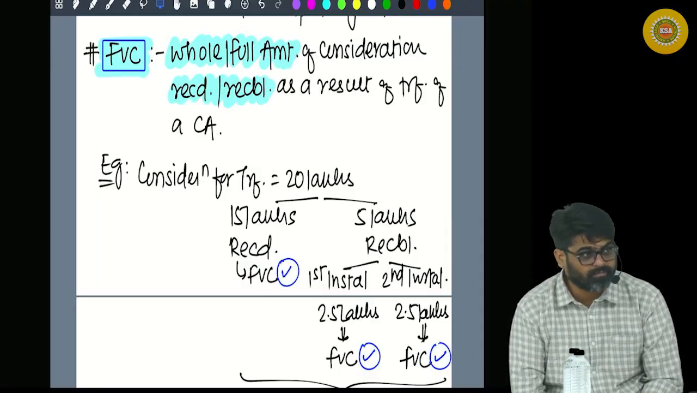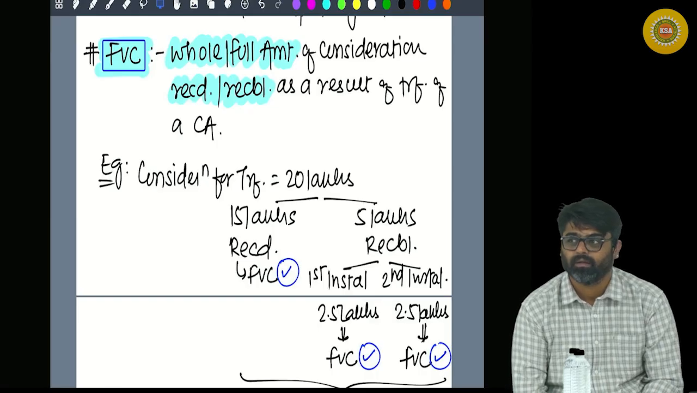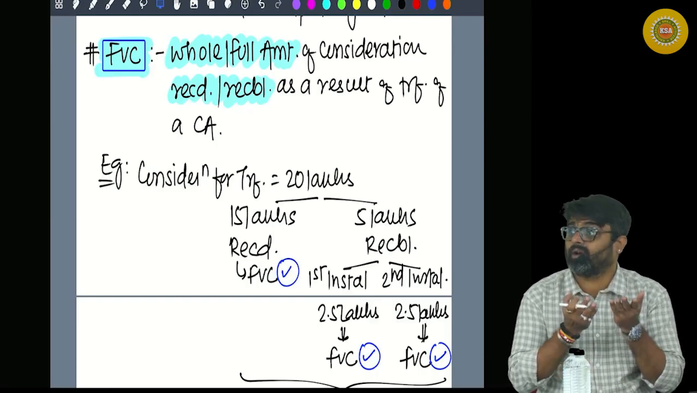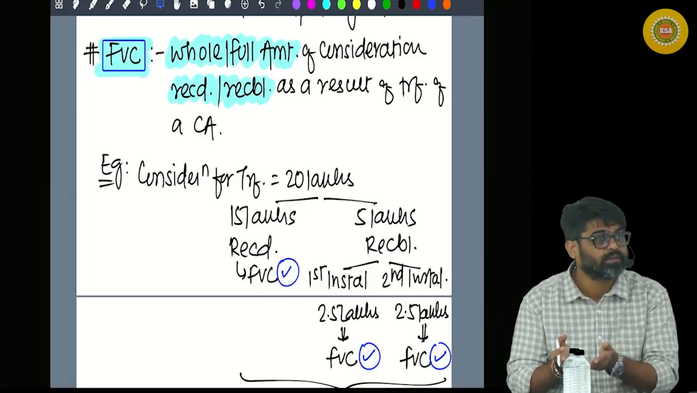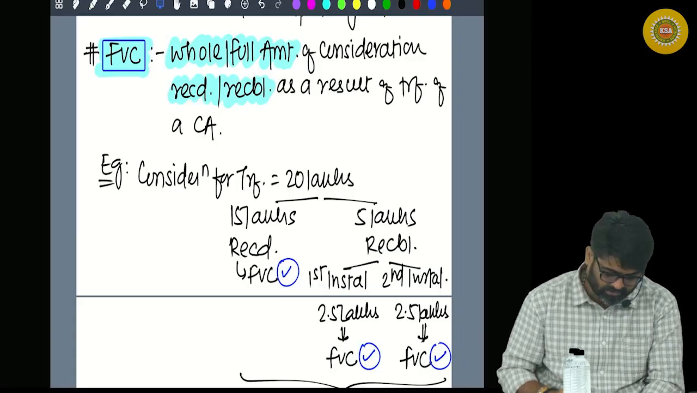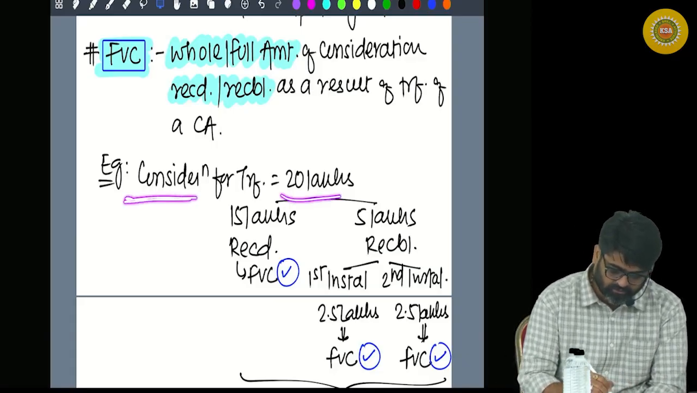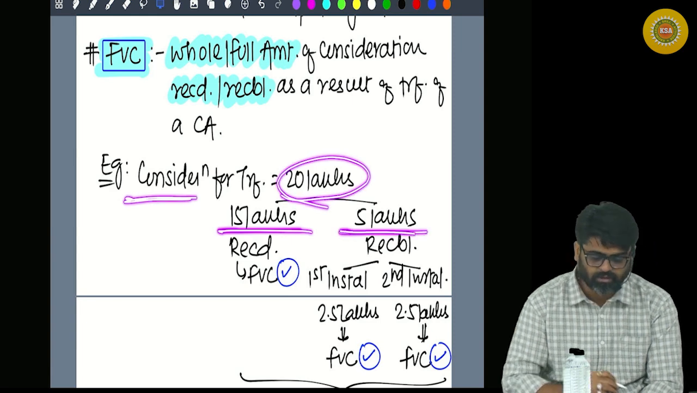That time you will again pay tax on 5 lakhs, or you will ignore it. Why? Because right now, only in the year of transfer, that 5 lakhs has already been taxed as a part of your full value of consideration. Yes or no? So what is the consideration?